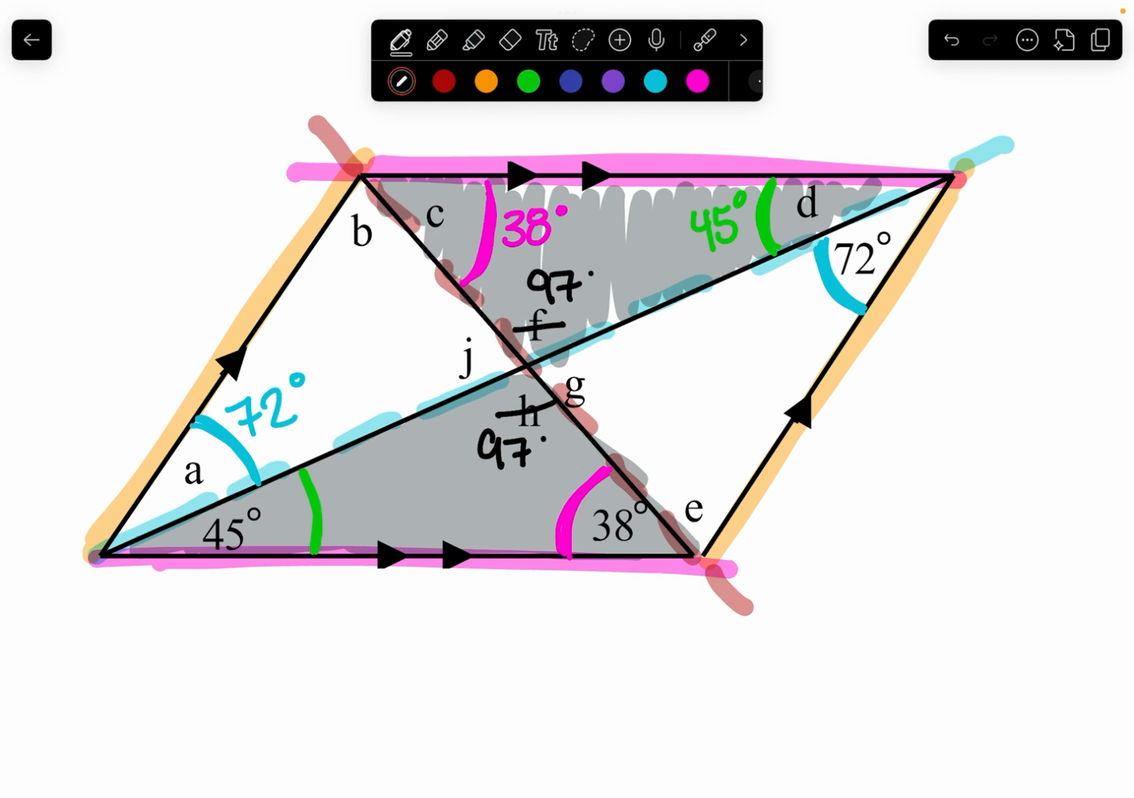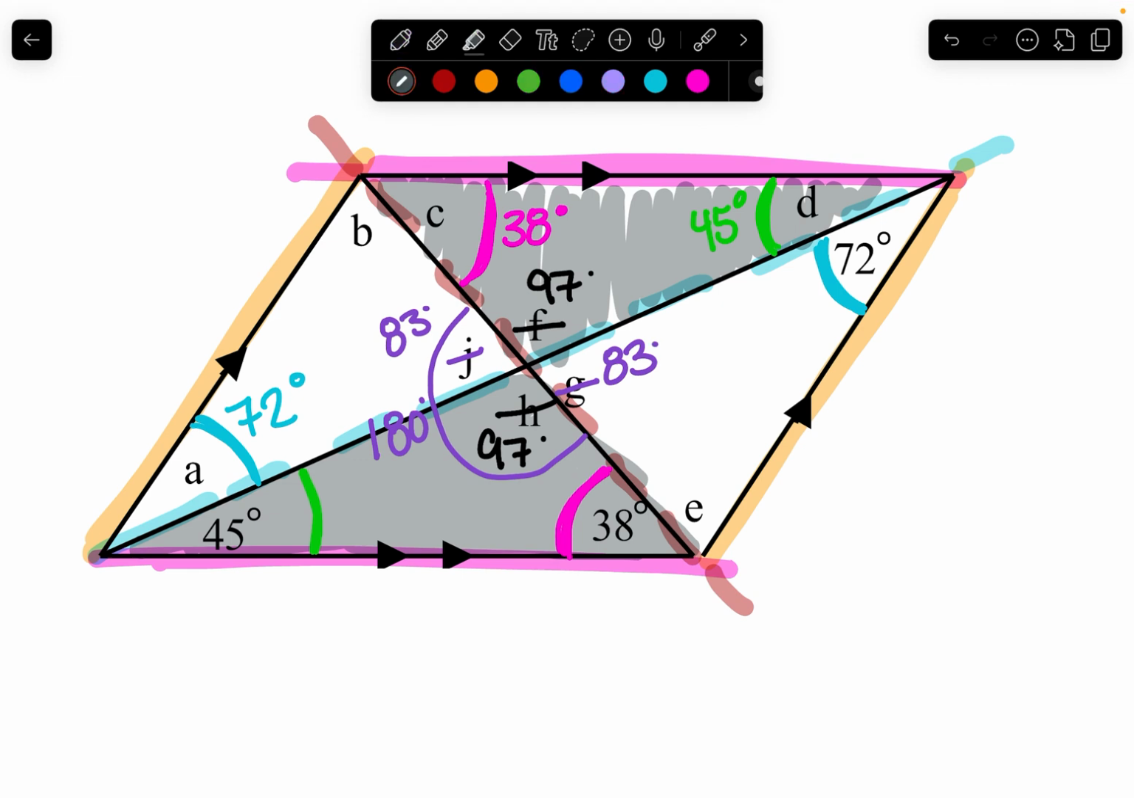Once I know that, what I can do is, what color have I not used yet? Purple. You can go any direction with this, but I know that H and J are supplementary. These two angles must add to give us 180 degrees because it's a straight line, right? So we can do 180 minus 97, and we get that angle J is 83. Well, if angle J is 83, then angle G is 83.